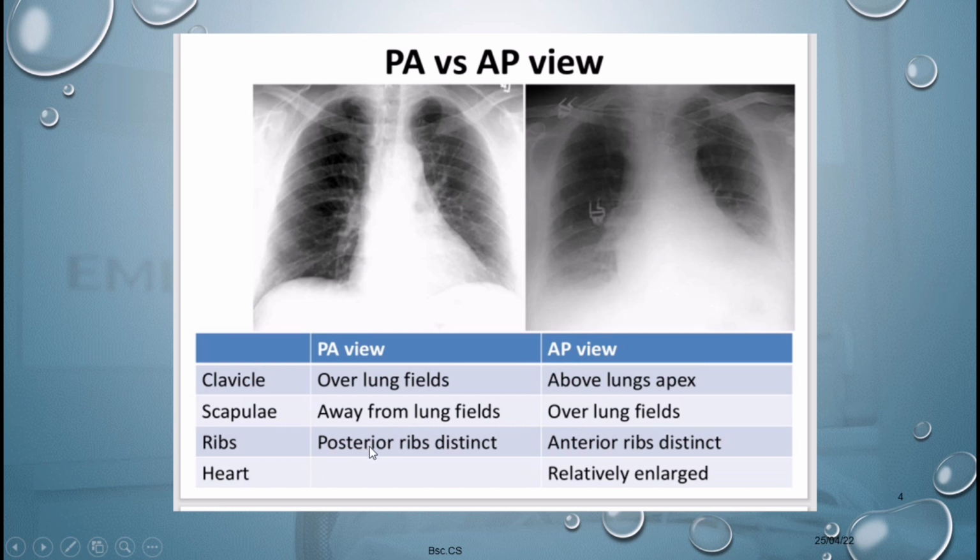Then the ribs: in PA the posterior ribs are distinct. So that's for PA, posterior ribs are very distinct. And then for anterior posterior, the anterior ribs are distinct. Then the heart in PA is, I don't want to say normal, but it's not relatively enlarged. So that's the other thing you use to notice for an AP view.